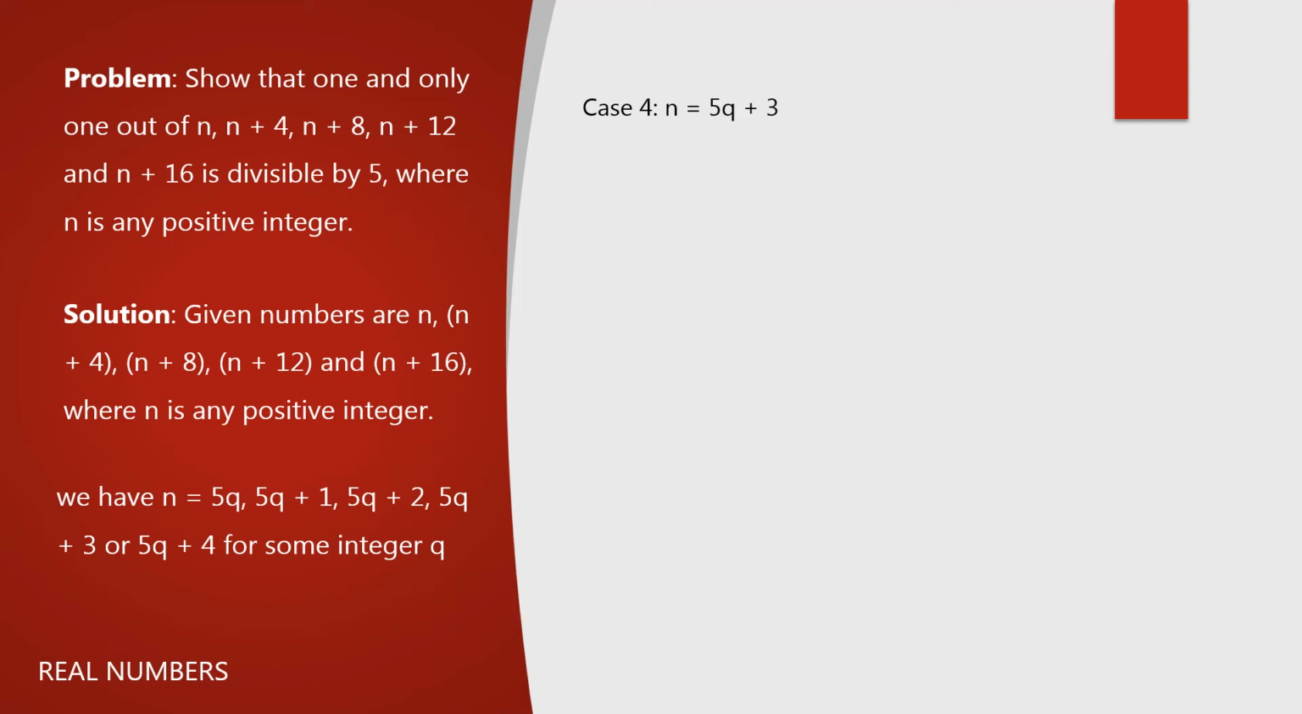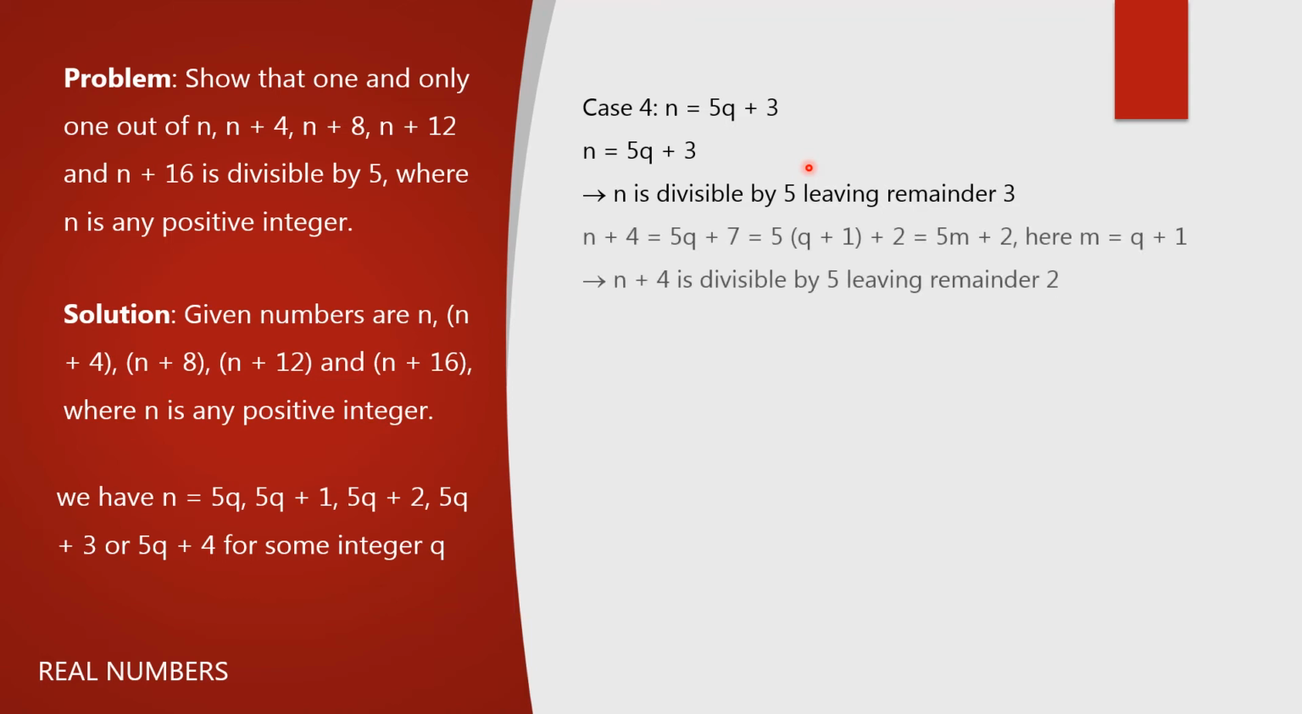In case 4, n is equal to 5q plus 3. In this case n is equal to 5q plus 3. We check for all the 5 values. Here 3 is less than 5. This can be written as n is divisible by 5, leaving remainder 3. That means n is not divisible by 5 here.